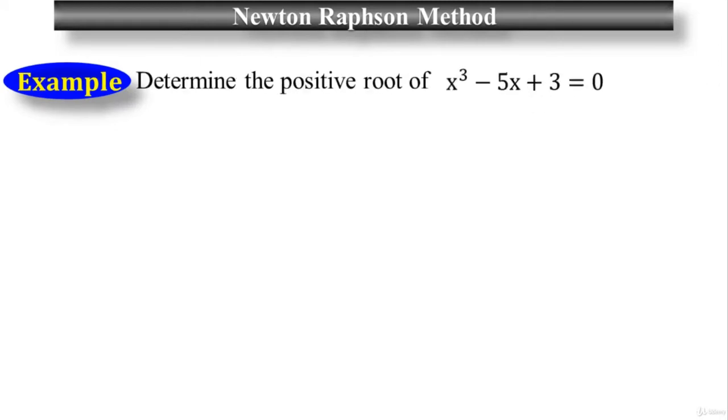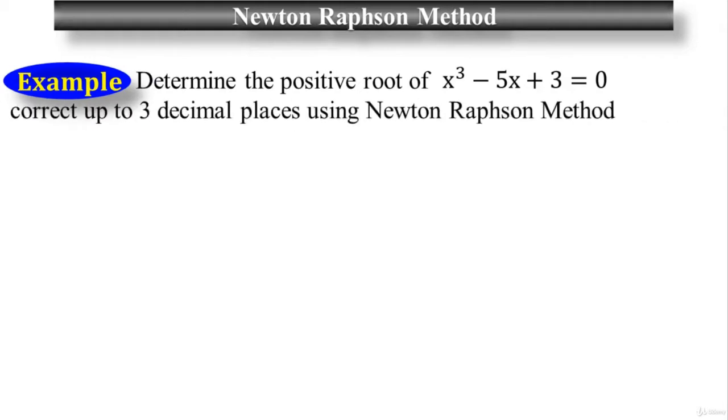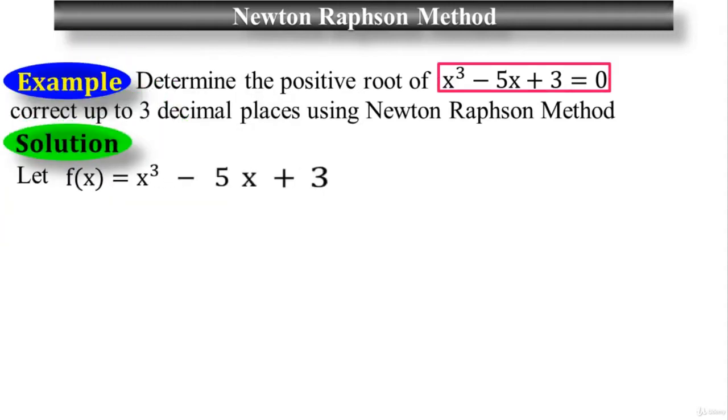Let me do a problem to solve an equation using the Newton-Raphson method. Example: determine the positive root of x cubed minus 5x plus 3 equals 0, correct up to 3 decimal places using the Newton-Raphson method. Solution: let the function f(x) = x cubed minus 5x plus 3.